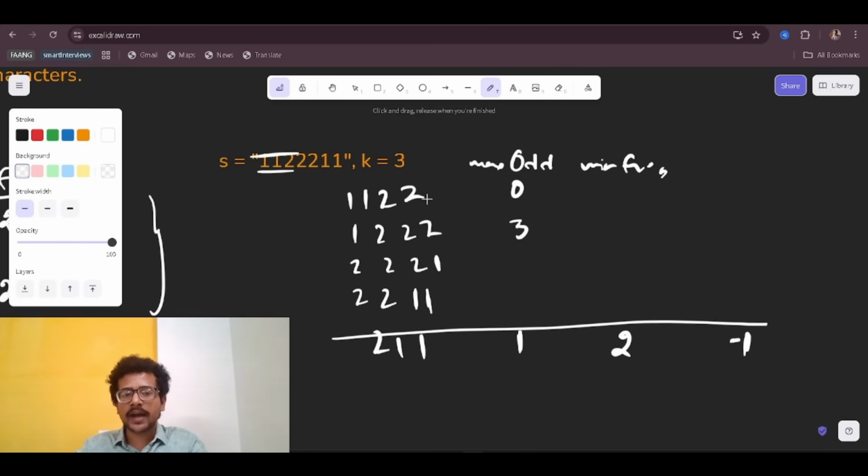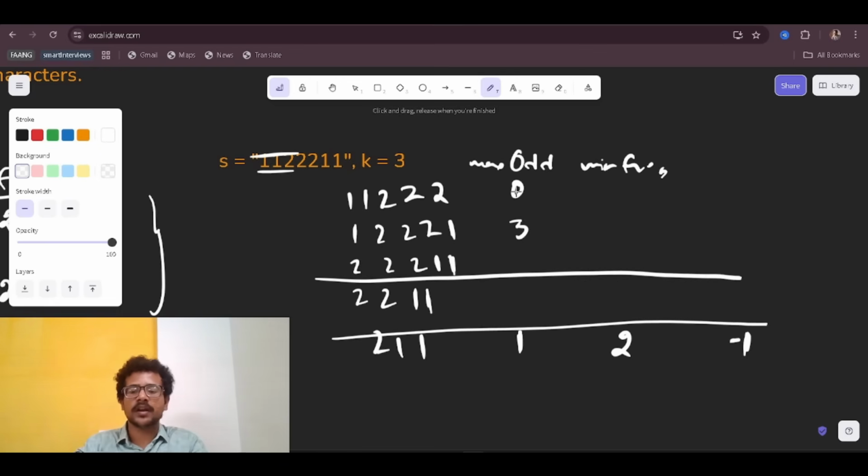Now let us check for the size of 5. Double 1 double 2 and then a 2, if I add it, then the size would be 5. 1 triple 2 and then a 1, triple 2 double 1, right? So I won't be considering this. Now max odd is 3 and min even is 2. 3 minus 2 gives me 1. So for now the answer was minus 1, and now it is updated to 1.